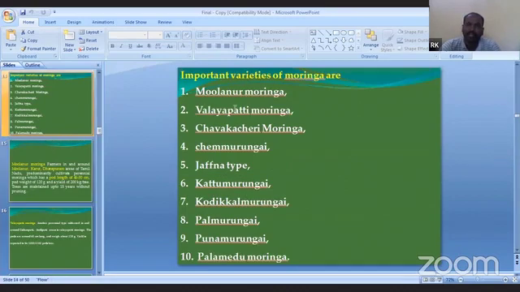Then the important varieties of the Moringa. First, we already know about the hybrid varieties, that is PTM1, PTM2, ODC1, ODC2, ODC3, Panthea, KTM, and Dandraj. These are hybrids. Now we say that these are the perennial types.